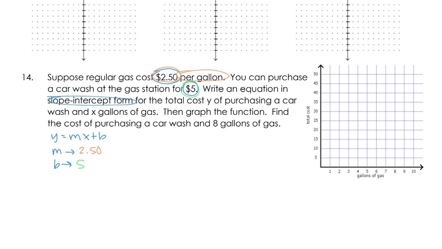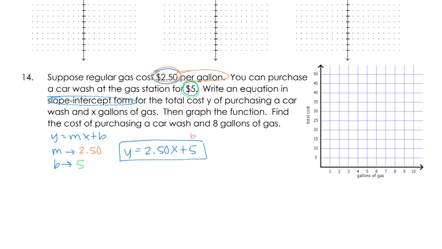So then if we go to actually write our equation here, we have y equals m, which would be 2.50 times x, and then plus b would be plus 5. So there's our equation in slope-intercept form. Then it says graph the function. So we're going to go ahead and do that really quick.